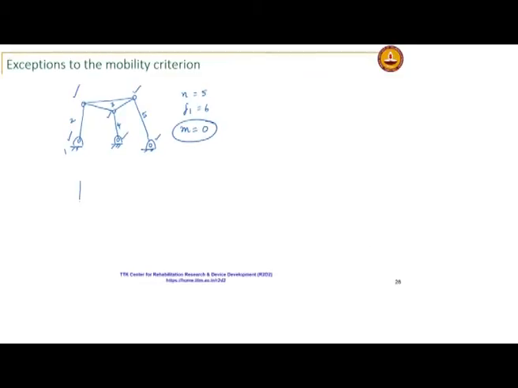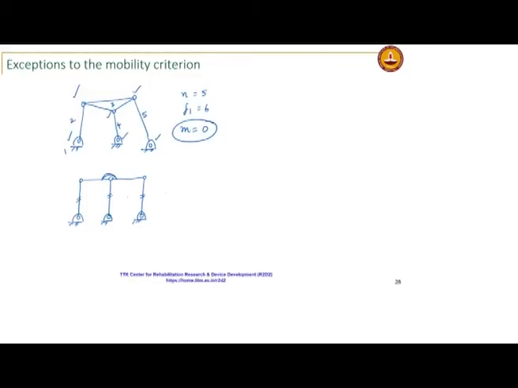So, I keep, I make these links equal. Okay, I change the form of the mechanism. I make these links equal. This would be one link. Now, what happens? I can actually move this mechanism, right.